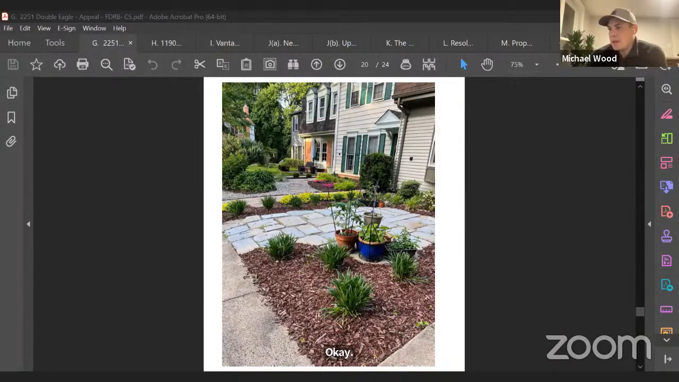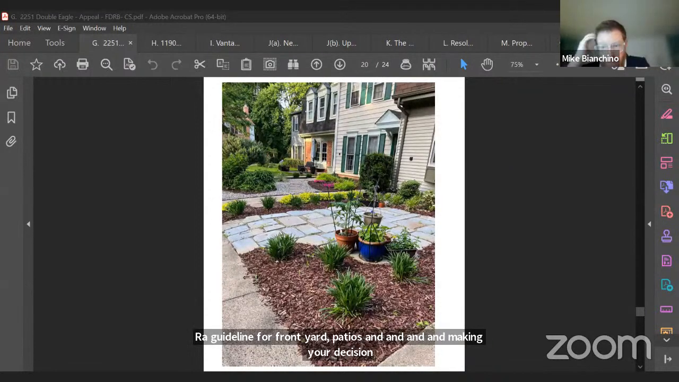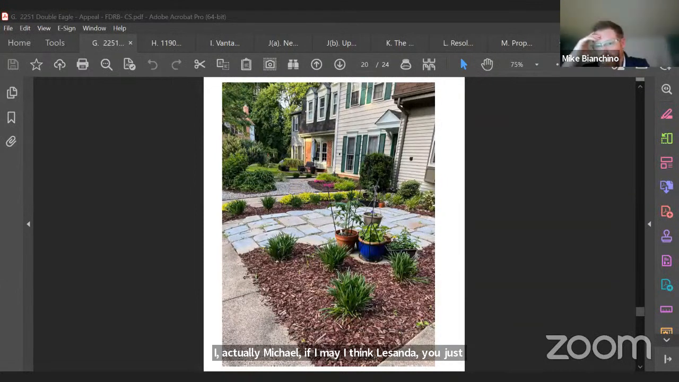Okay. So I'd like to ask Mike B and Elena, since you were on the original panel that approved this, what was your understanding of the RA guideline for front yard patios in making your decision? Michael, if I may, I think LaShonda just summed it up succinctly. That was my understanding of what we were reviewing.